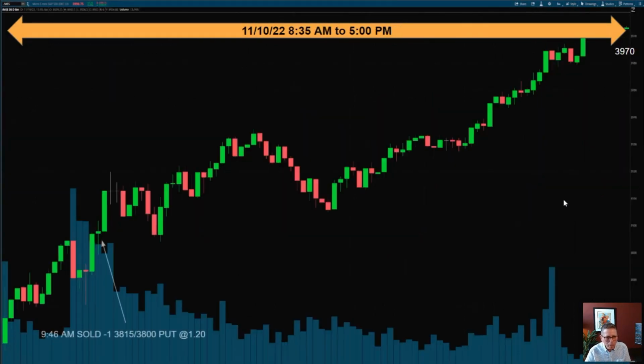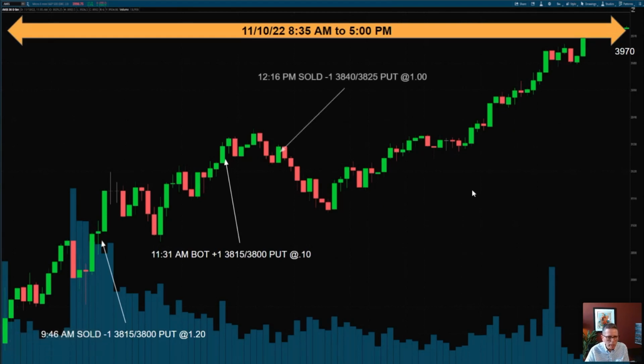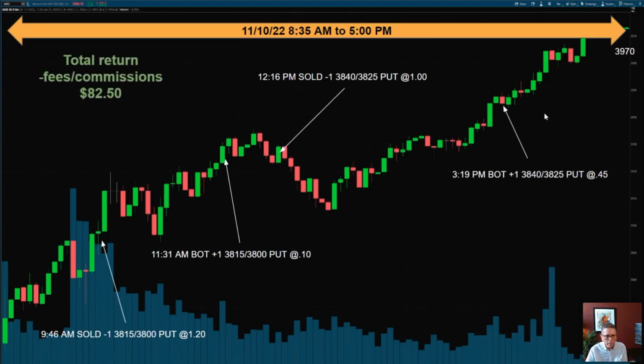Okay, here's another. So I put on a put spread at 9:46 a.m. And then I placed the closing trade at 10 cents. So that trade worked out really, really well. I mean, you can see this direction. It was a very directional trade. Sold a put here because I figured it was going to continue moving. So we got this dip. However, it moved down and then it went back up, and I closed the trade for 45 cents, and it was at an 82.50. This was one contract that I did here.